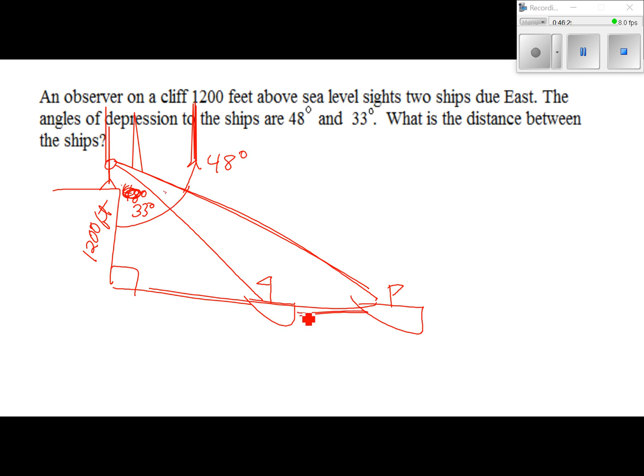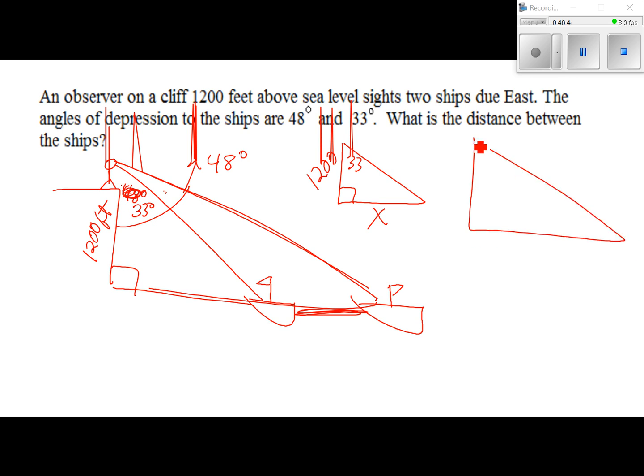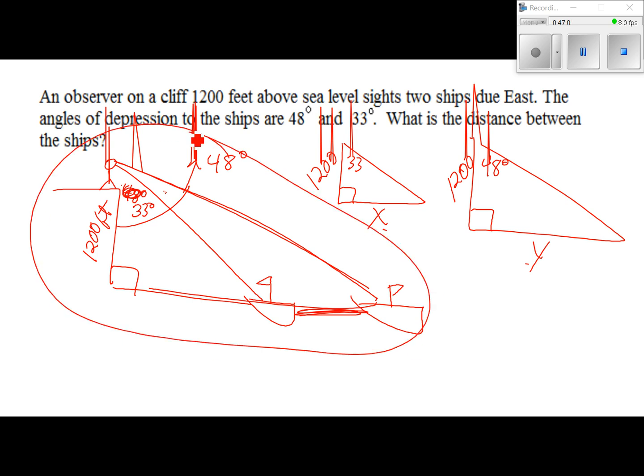They want to know how far apart the ships are. So what you're going to do is you're going to split off the 2 triangles. Know that this one's 33 degrees. That's a right angle. This is 1,200. We're looking for this side. Then we got the other one. This is 1,200. This angle up here is 48 degrees. That's a right angle, and we're looking for this side. They want to know how far apart the ships are, so once you find those 2, you'd subtract. But main thing, be able to draw this picture here so you know how to set it up.